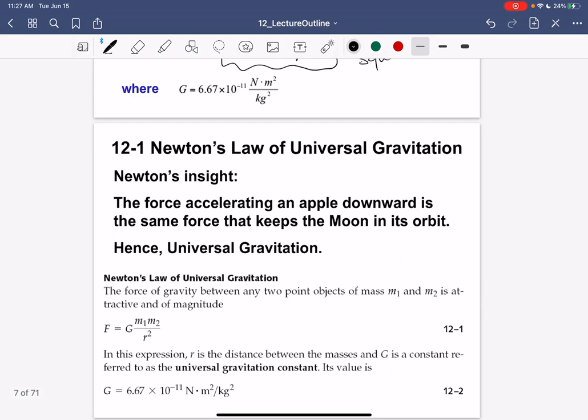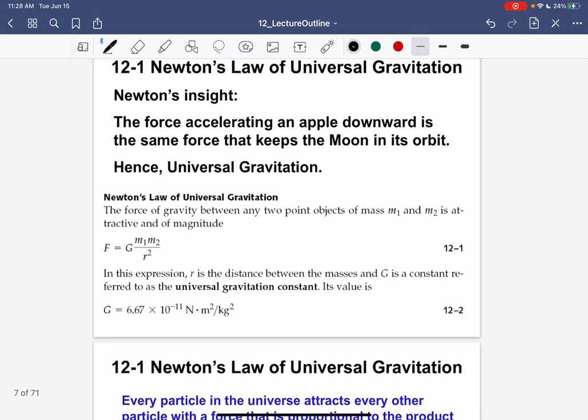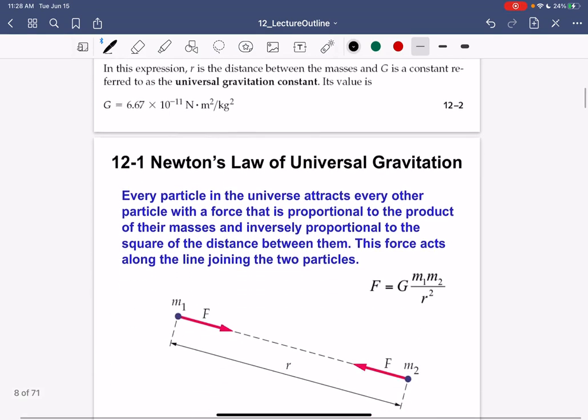Now, Newton also added his insight here. He said the force accelerating an apple downward is the same force that keeps the moon in its orbit, which is the gravitational force. Then the gravitational force is something universal, and we added that value, the universal gravitational constant, 6.67 times 10 to the minus 11.